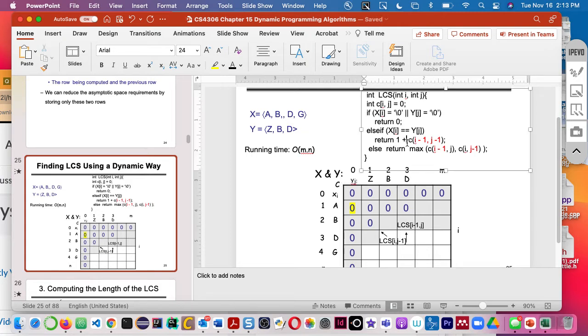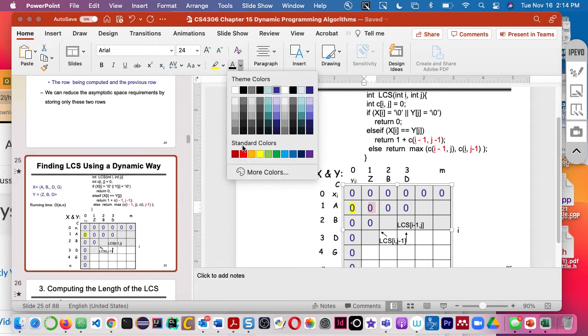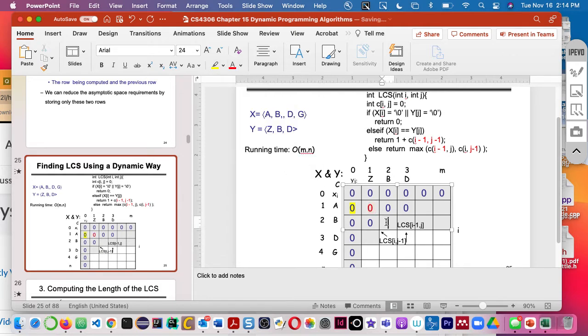And here this matches. Then it is 1 plus C[i-1][j-1], which is the previous diagonal cell. If i equals 2, then whatever the value is in this diagonal cell, plus 1, so then there will be 1. That means B and B match. And go this way. Okay, so this is what I discussed.